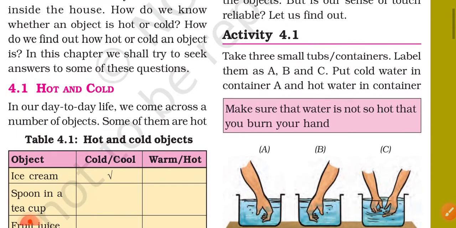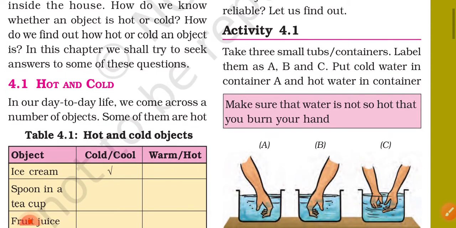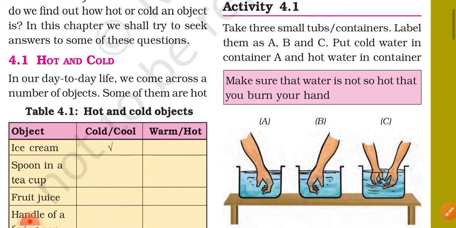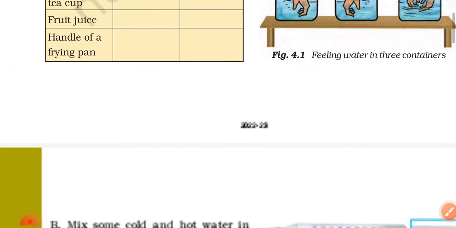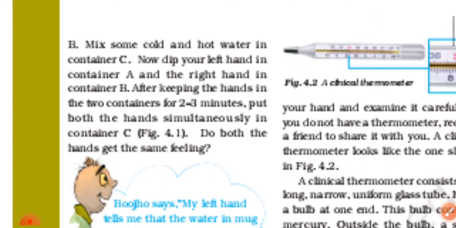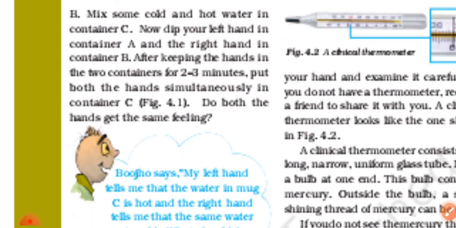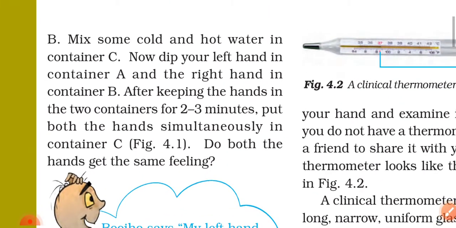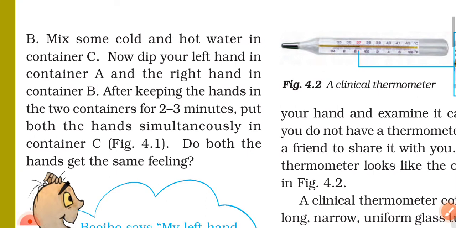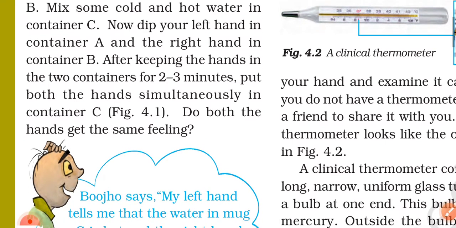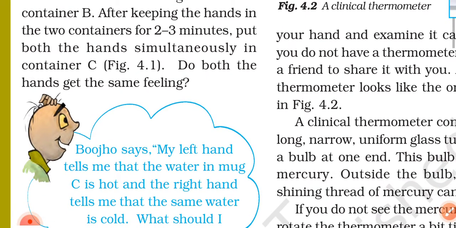Let us find out. Activity 4.1. Take three small containers, label them A, B, C. Put cold water in container A and hot water in container B. Mix some cold and hot water in container C. Now dip your left hand in container A and right hand in container B. After keeping the hands in the two containers for 2 to 3 minutes, put both hands simultaneously in container C. Do both hands get the same feeling?